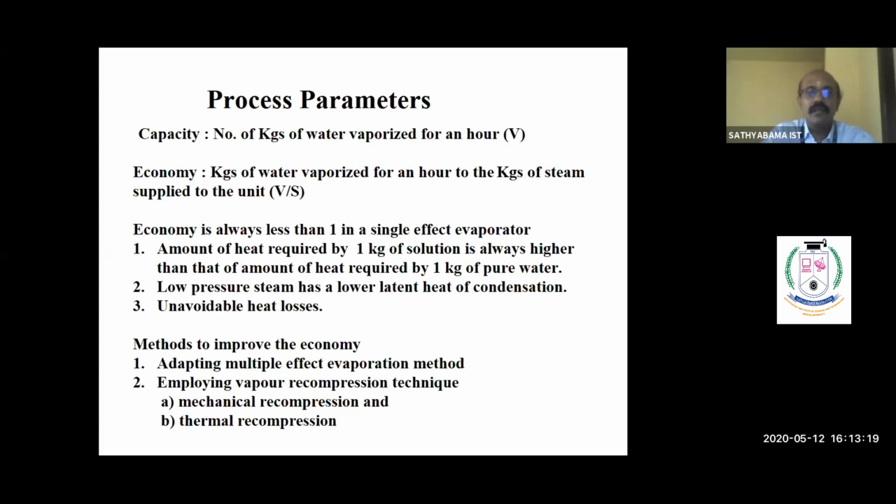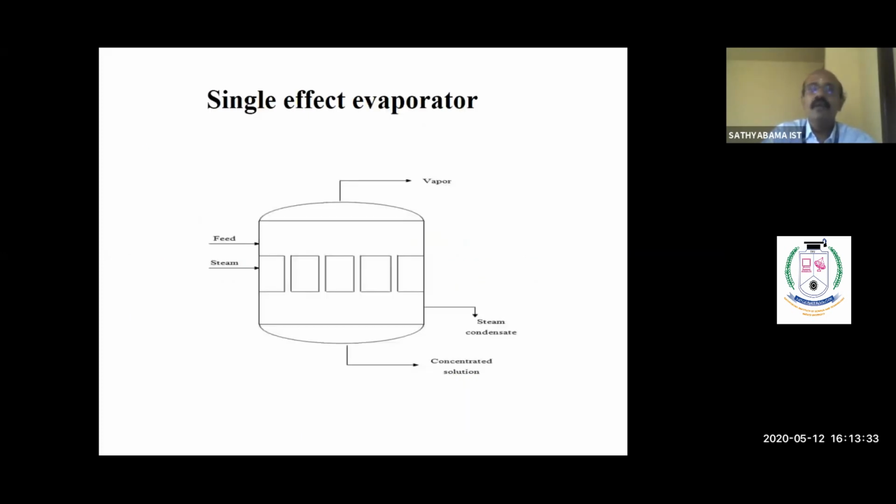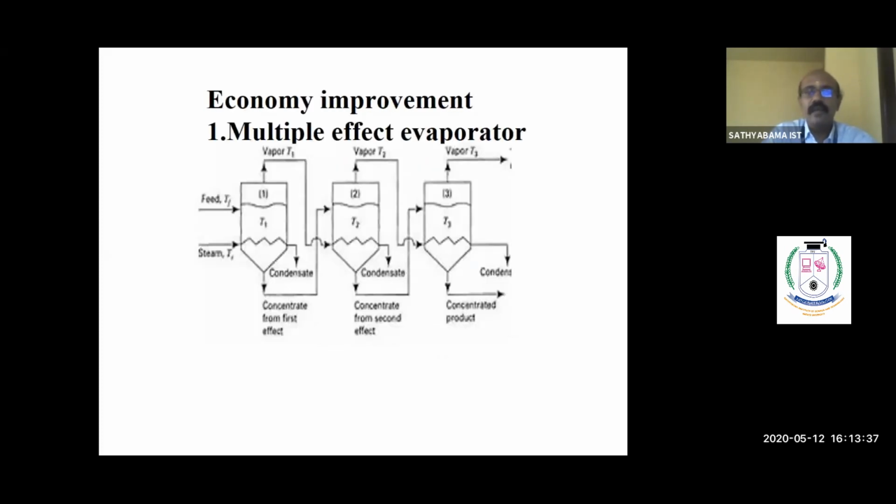So coming to the next question, how to improve the economy? Economy can be improved by adopting various methods such as, number one, multiple effect evaporation, and then employing the vapor recompression technique. So coming to the single effect evaporator, already we have discussed this. Then economy improvement, multiple effect evaporator.